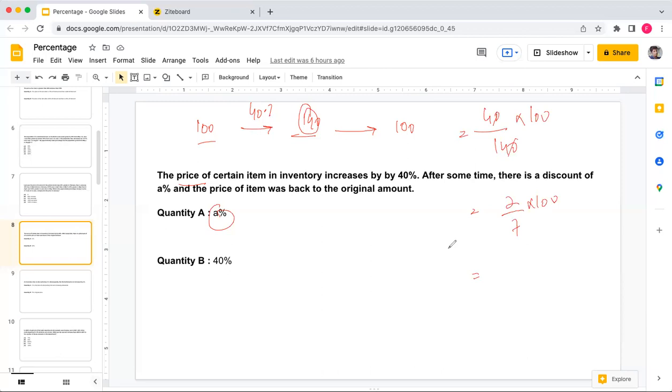What is this value? Something less than 30%, right? You can use a calculator for this. 28 point something, right? This is A%, and B is 40%. The trap in this question is that if you assume this as 100, then you will get C. But remember, you have already increased a value and now you are decreasing that increased value, not the original value. That's why A will be very less as compared to 40.